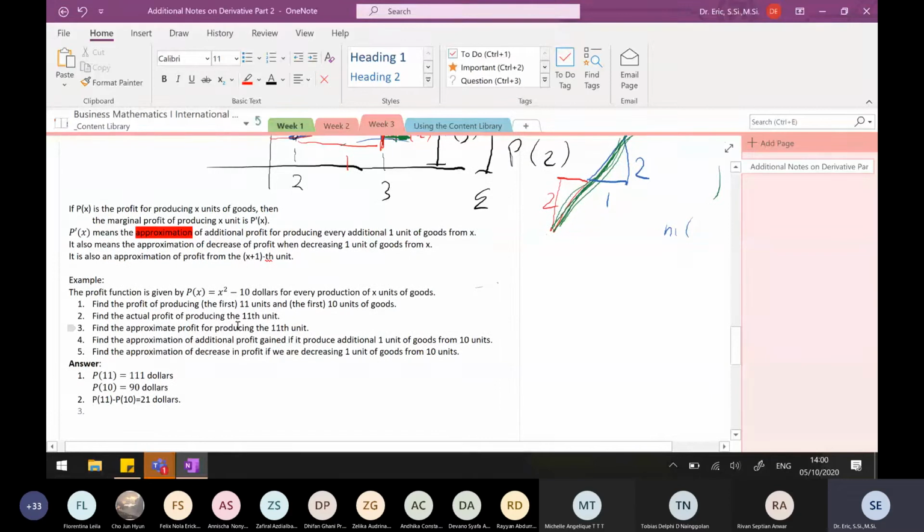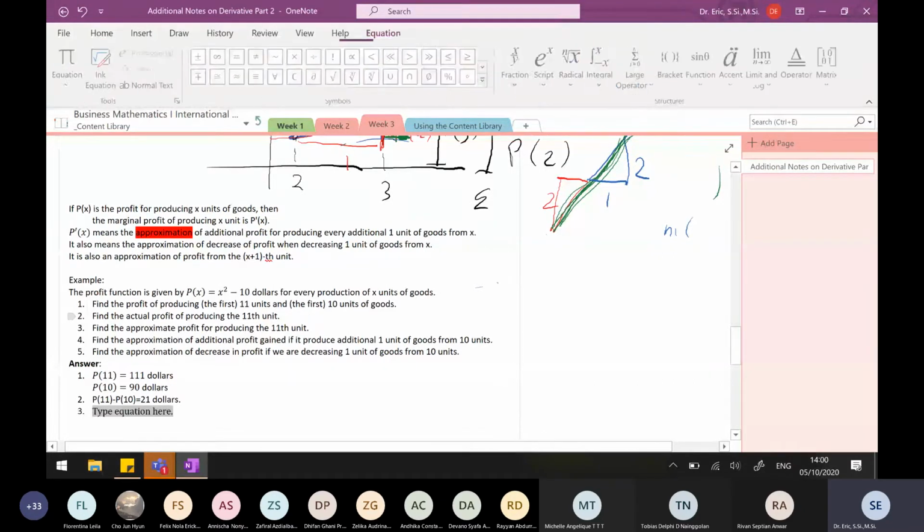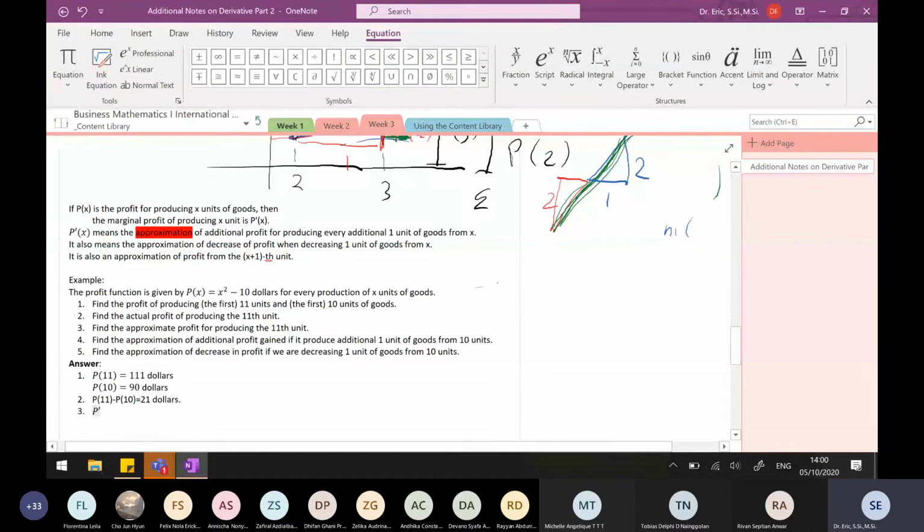What is the approximate profit for producing the 11th unit? For producing the 11th unit, I just want to look at P prime 10. Because for an additional 1, what is the additional profit? If I add 1 to 10, if I add one good, what is the additional profit? That is the approximate profit for producing the 11th unit.